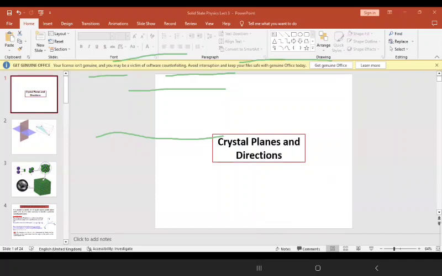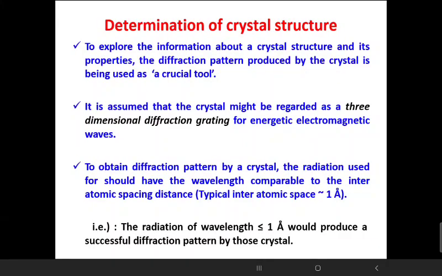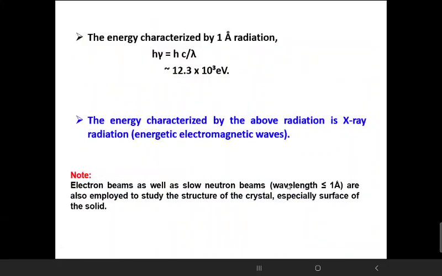Yes, any problem? Slide not changing now. Okay, wait. Can you see now? Yes, ma'am. Now the title is Determination of Crystal Structure. Yes, ma'am. Okay. Thank you for telling me about this.